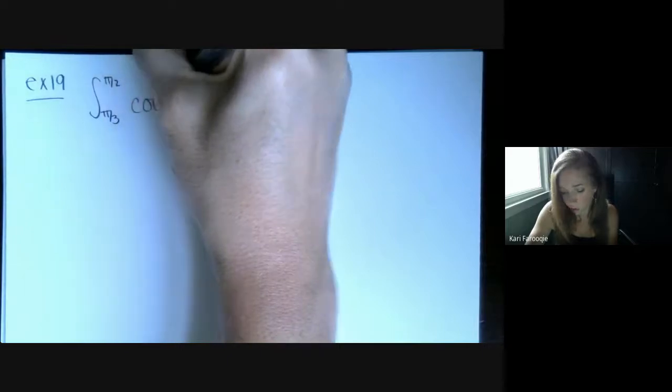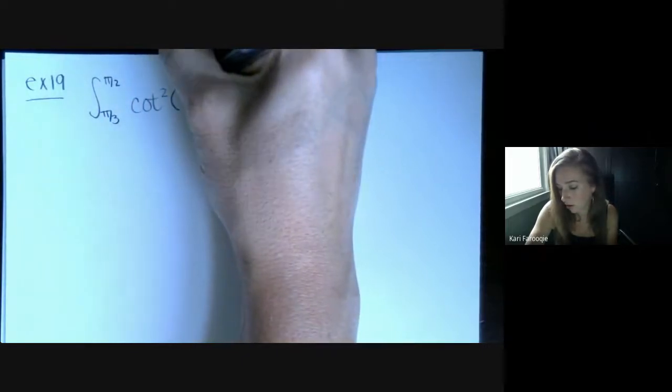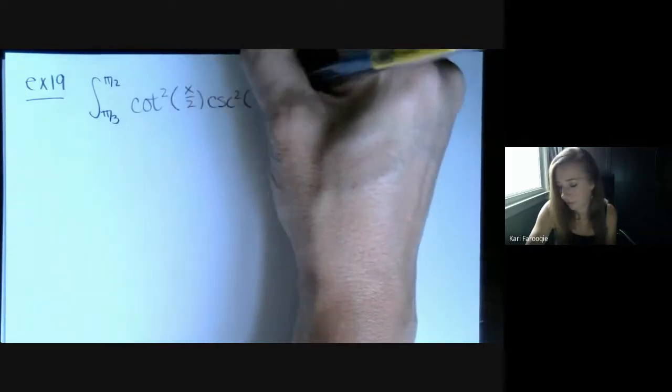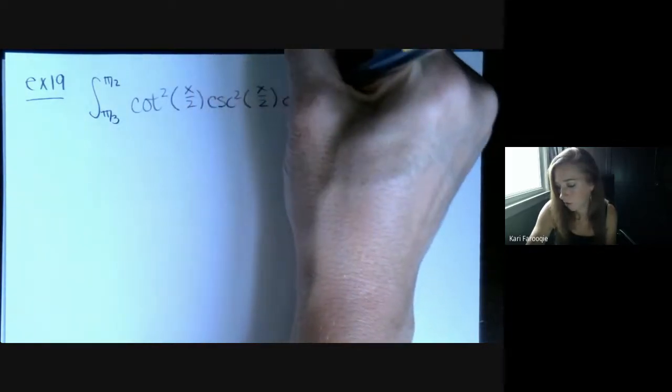This is the integral from pi over 3 to pi over 2. Also, it's a trig function, so always a good thing. This is the cotangent squared of x over 2 times the cosecant squared of x over 2 dx.